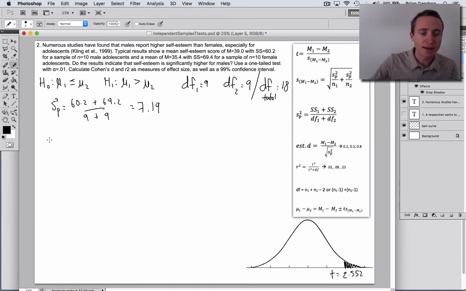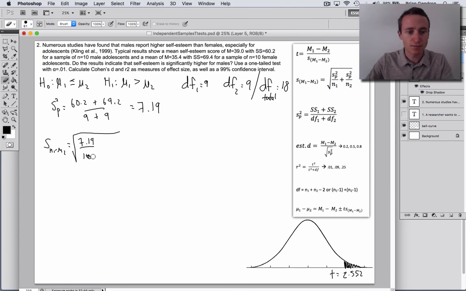And then we can calculate our estimated standard error of the mean difference. Basically, this is how much difference we would expect due to chance alone when you randomly sample 10 men and 10 women, 10 males, 10 females. So let's calculate that. That should be a 10. Let's make that more clear.